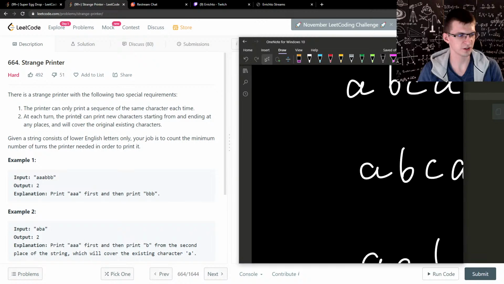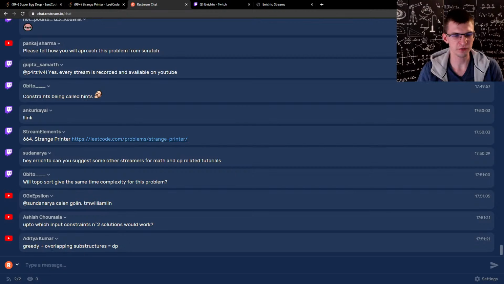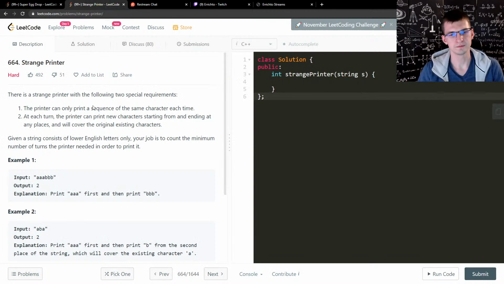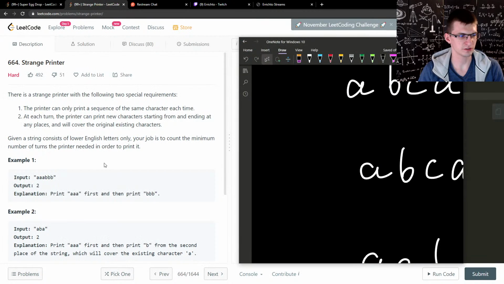Aditya says greedy plus overlapping substructures is DP. I never really think about overlapping substructures when I solve DP. I don't think you ever heard me saying, oh, here we have some overlapping substructures. Maybe it helps some people, doesn't help me. N square works, well, you can do around 100 million operations in 1 second, so you can compute yourself when n square makes sense.